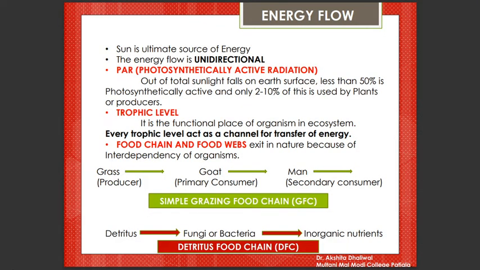Next is energy flow. Of the total sunlight falling on the earth, less than 50% is photosynthetically active, and only 2 to 10% is used by the plants, and this is called photosynthetically active radiation. So in the ecosystem, food chains and food webs exist, and this is because of the interdependency of organisms. In this slide, you can see the simple grazing food chain and detritus food chain.